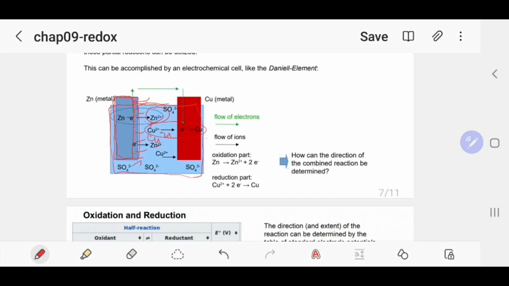So the zinc ions in the solution are increasing, and the copper ions are capturing the electrons released by this metal, forming copper metal solid. So this metal is depositing here on this copper metal, and therefore the thickness here is increasing. If this is the negative terminal and this is the positive terminal, which we will determine right now, so if the flow of electrons goes from zinc to copper like this, then what I just explained is true.